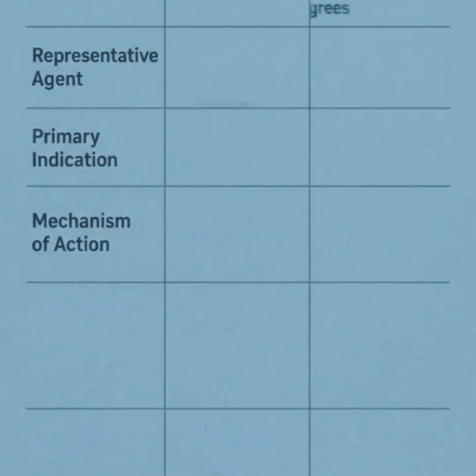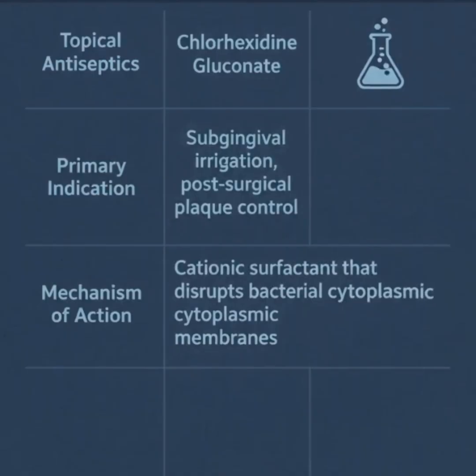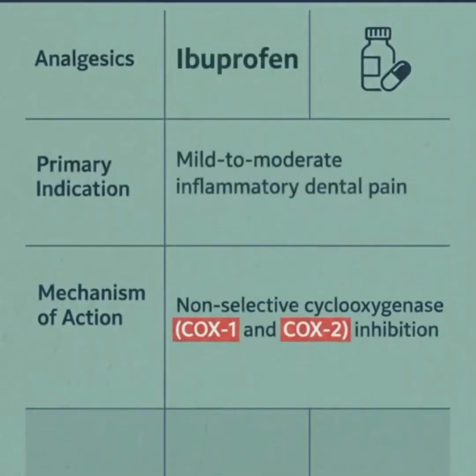Let's review dental drug classes. Systemic antibiotics include amoxicillin. Topical antiseptics like chlorhexidine disrupt bacterial cytoplasmic membranes. Finally, NSAIDs such as ibuprofen work by non-selective COX inhibition.